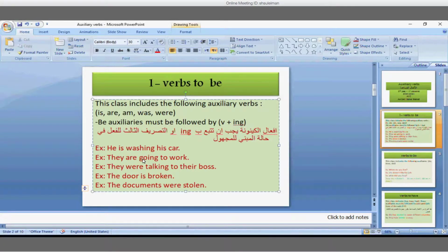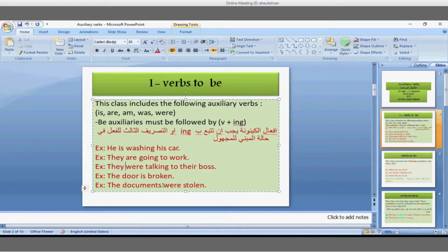Another example, they are going to work. They are going to work. So here the auxiliary verb are is followed by going, a verb with ing. The third example: they were talking to their boss. They were talking to their boss. So they were here is also one of the be auxiliaries followed by a verb with ing.